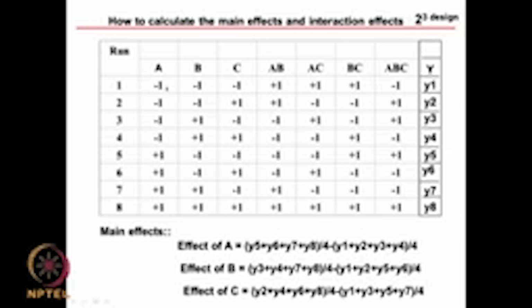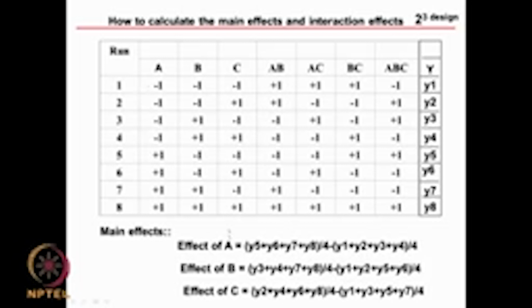Now, how do you identify the main effects? What is the effect of A? What is the effect of B? How do you do that? What you do is, these 4 experiments are done with the higher level of A, these 4 experiments are done with the lower level of A. So, you add up these 4 outputs, divide by 4, minus the sum of these 4 outputs divided by 4. That tells you the main effect of A, because these 4 are plus, these 4 are minus.